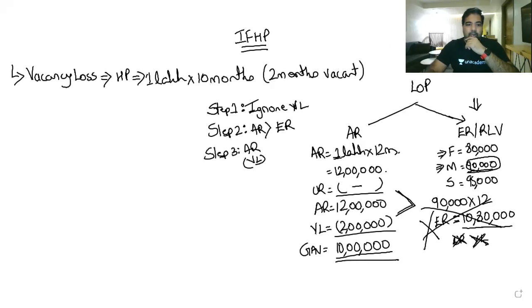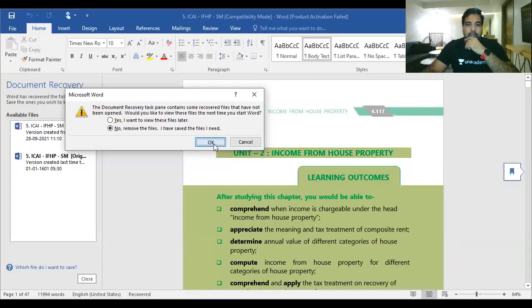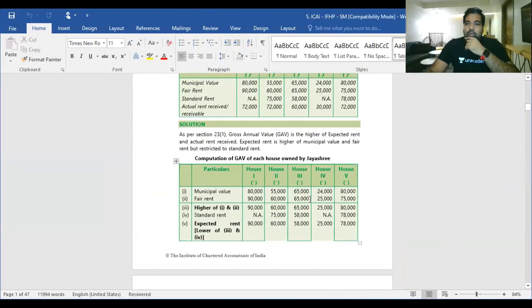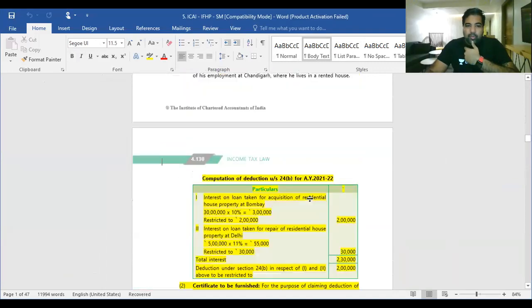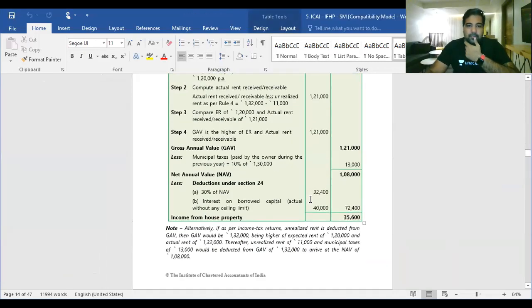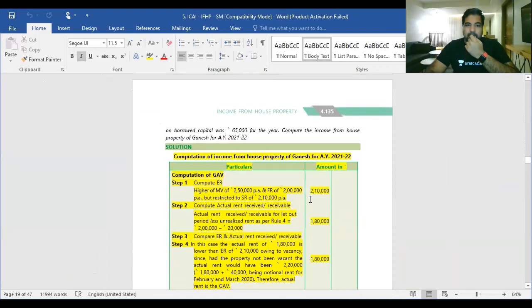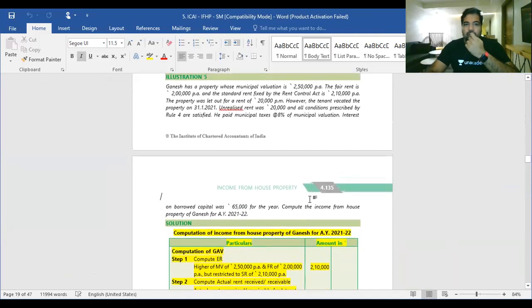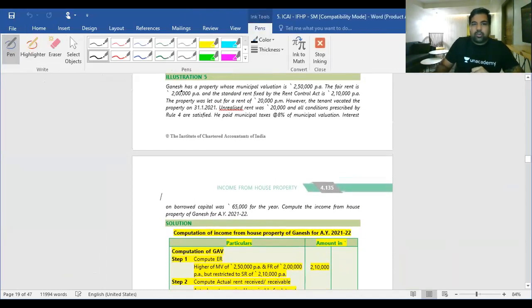Perfect. This is the module. Let's look at a module question. I also remember that question. It is somewhere here. Perfect. Guys, this is the question. Let's have a look at it.